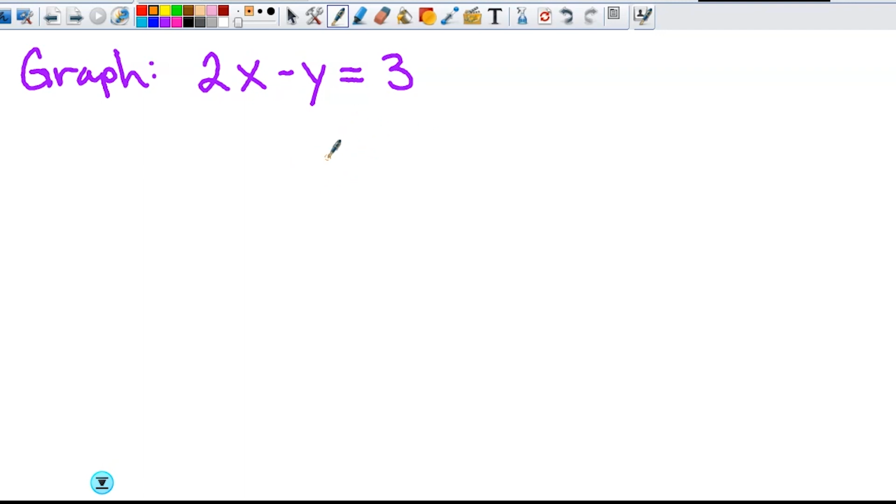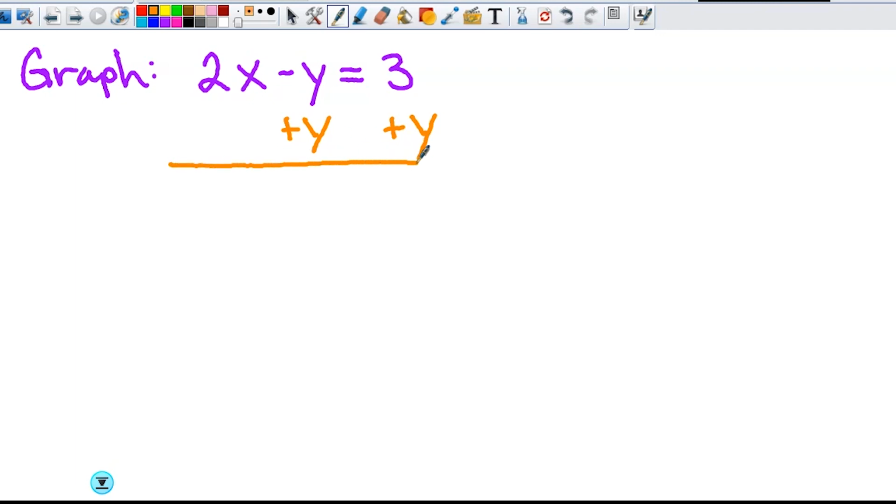Now we're trying to graph the equation 2x minus y equals 3. Now straight off the bat, you already know it doesn't look like y equals mx plus b like we want. So what we got to do is use a little bit of algebra to get y by itself, and then we can graph it. So since this y is already negative, I'm going to go ahead and add a y to both sides, and you'll see why I'm doing this in a second.